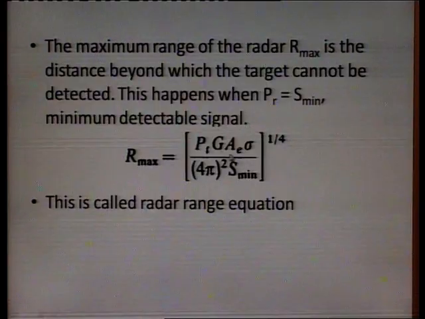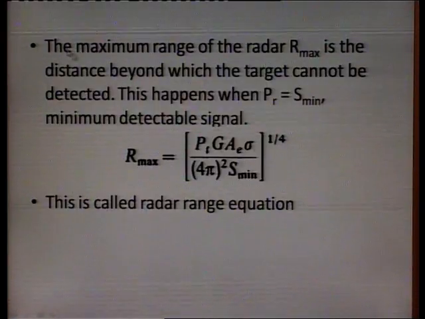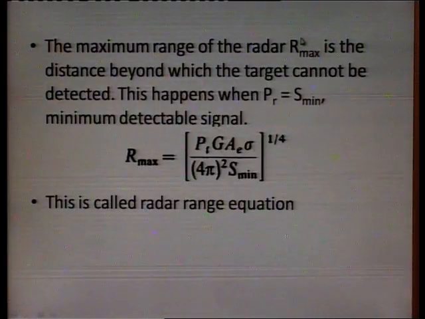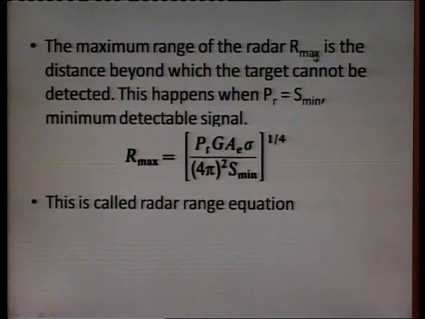This is an equation which shows the maximum range of radar. This is called R max. R max means maximum range of radar. For a specific radar, the maximum range that can be calculated by using that radar is given by this equation, R maximum.